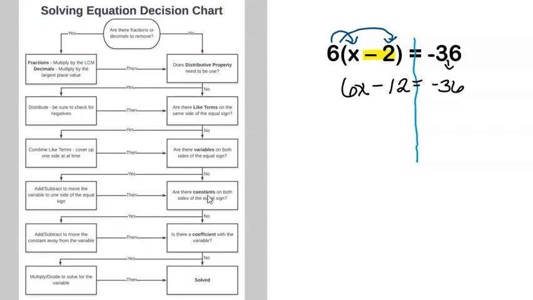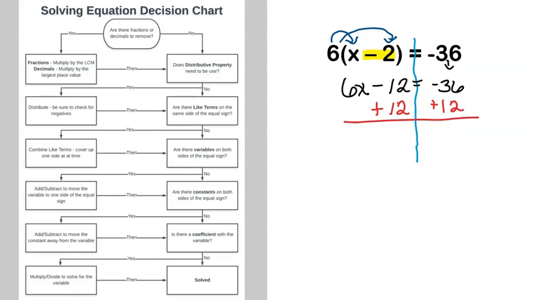All right, so come to the next question. Are there constants on both sides of the equal sign? Constants on both sides, yep, I have a subtracted or a negative 12 and I have a negative 36. And hopefully you can see this is just turned into a two-step equation. So I do have constants, so I'm going to go down and over here. It says add or subtract to move the constant away from the variable. The reason it says add or subtract is we always use inverse operation. So since that 12 is subtracted, I am going to add 12 to both sides of my equal sign.